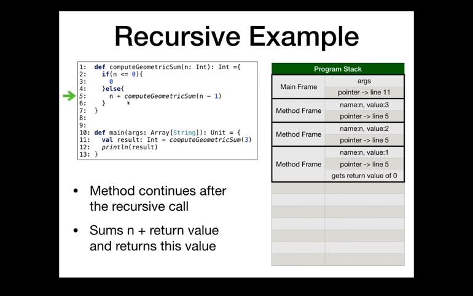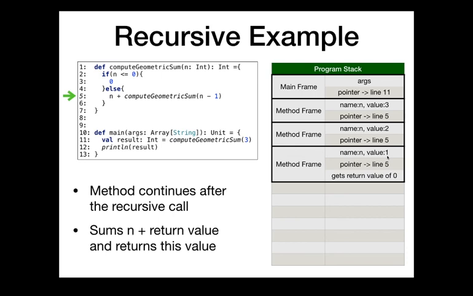Base case, by definition, should be trivially true. It should be easy to verify. The base case is true. So we got that value of 0. Our n is 1, so we're going to add 1 plus 0 and return that to the next frame. Our input was 1. The geometric sum of 1 is 1.